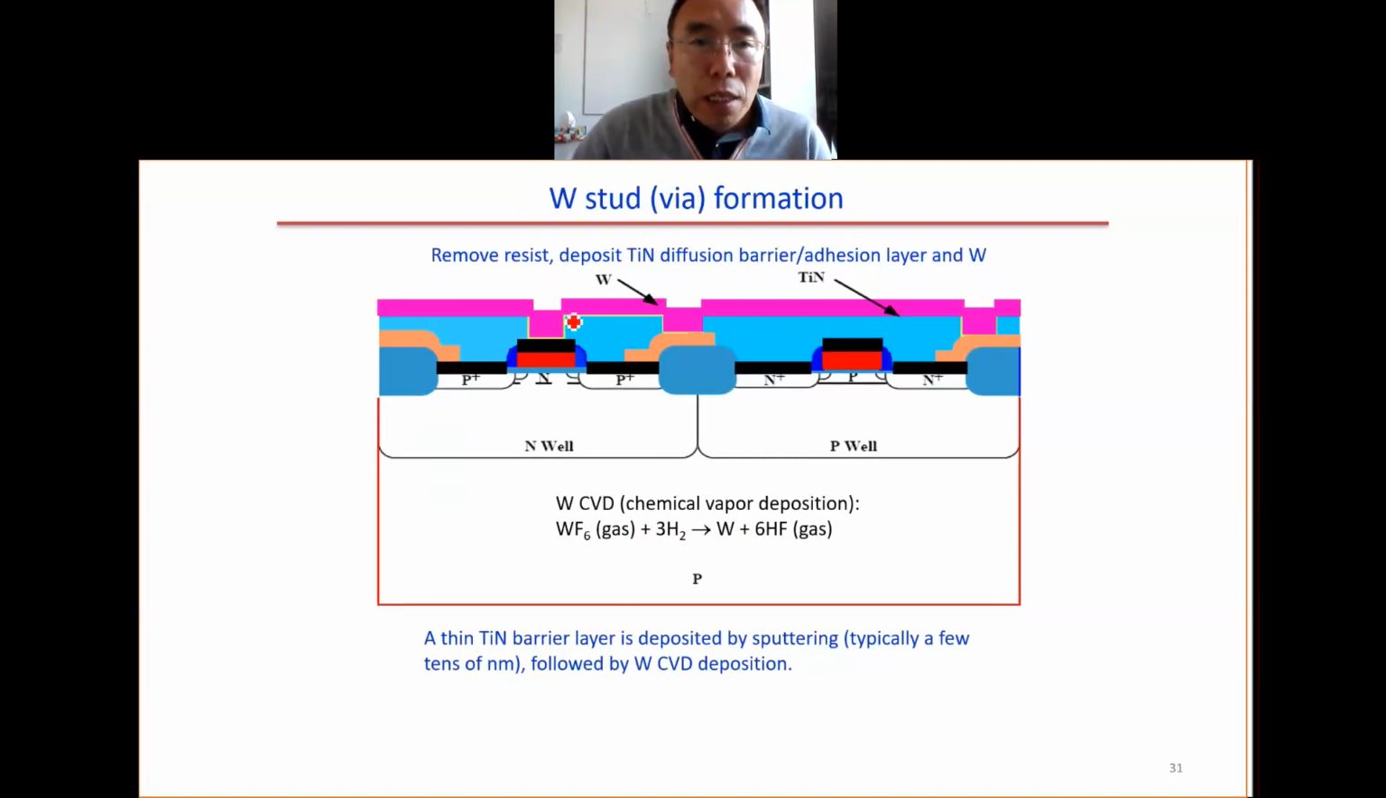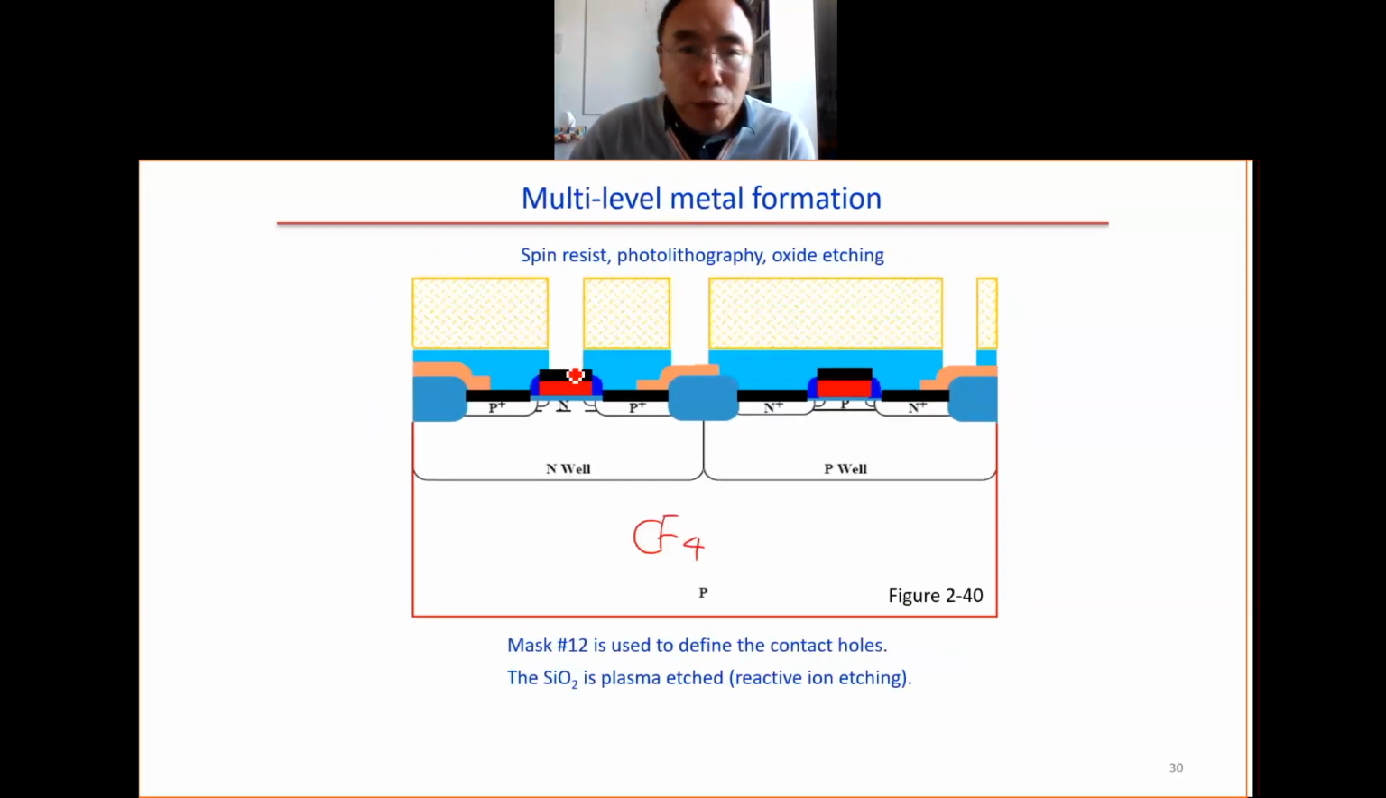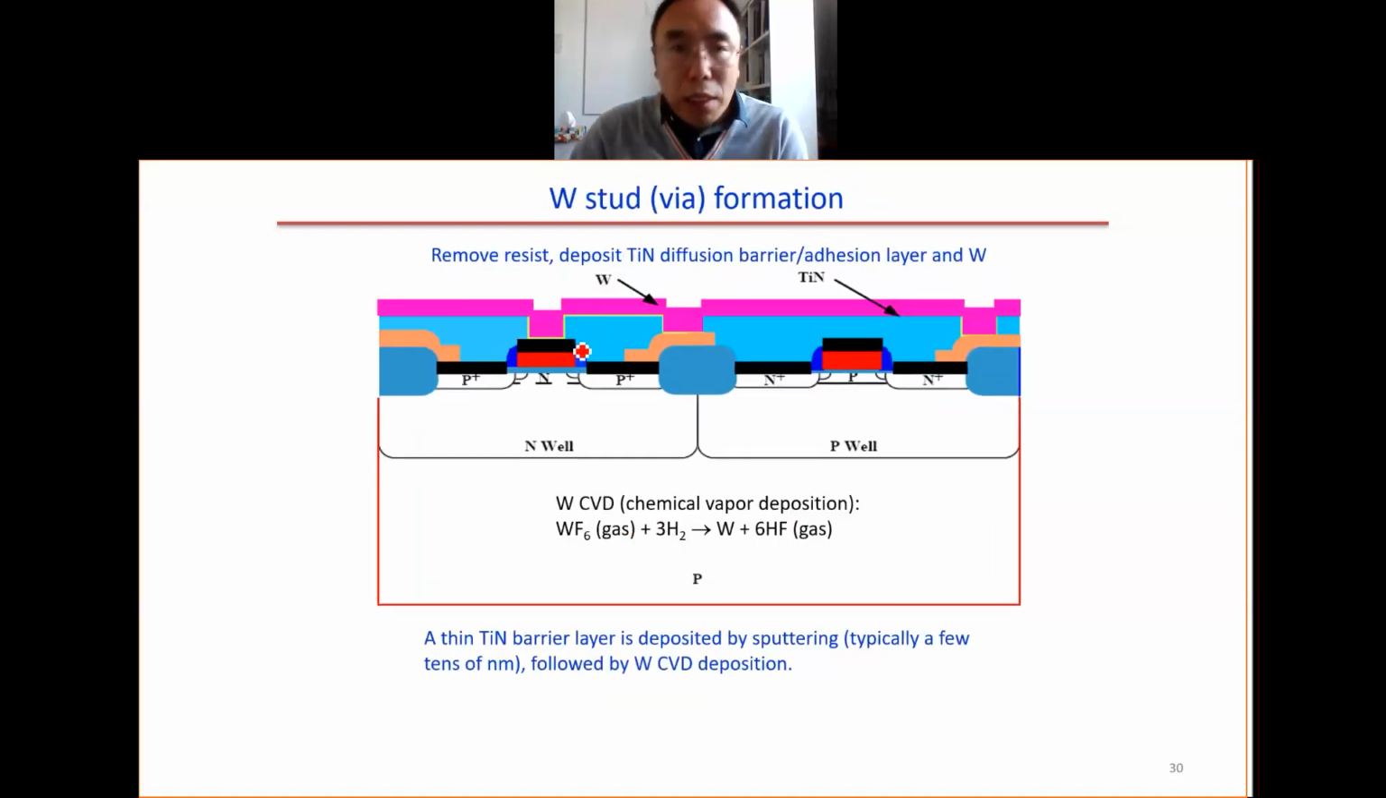Then we need the metal. Next, we need to fill the metal into the hole. This is called the stud. It's also called a via. It is actually just a pillar. So we make a metal pillar in the holes.